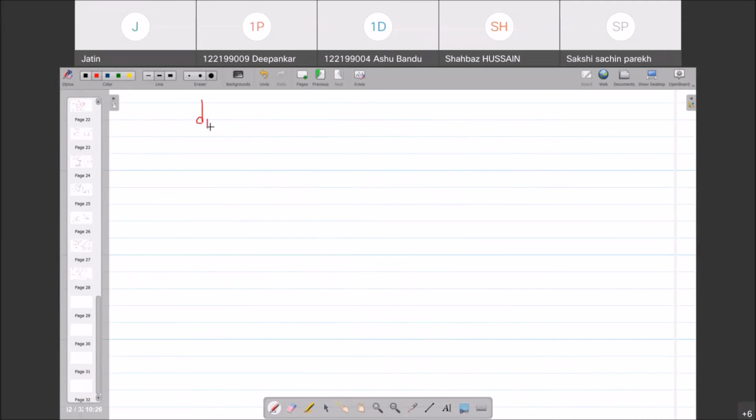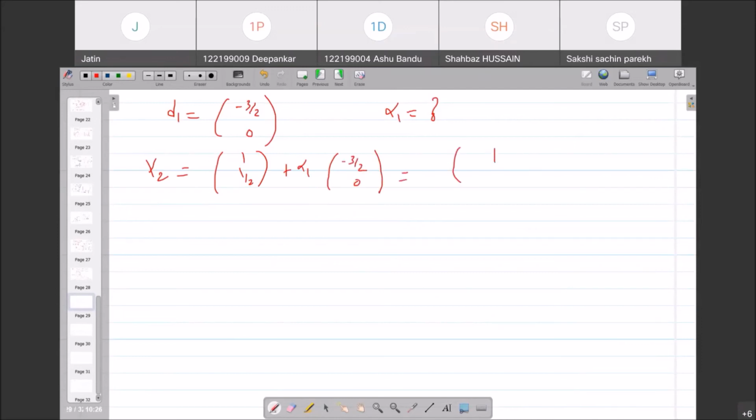So d1 is minus 3 by 2, 0. Now the question is, what is alpha 1? So what is my x2? It is x1 plus alpha 1 d1. Just understand this, and after the lecture make sure you solve it on your own also. You simply add them up, you get this vector x2.